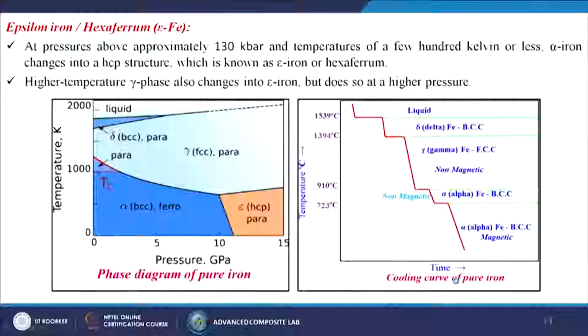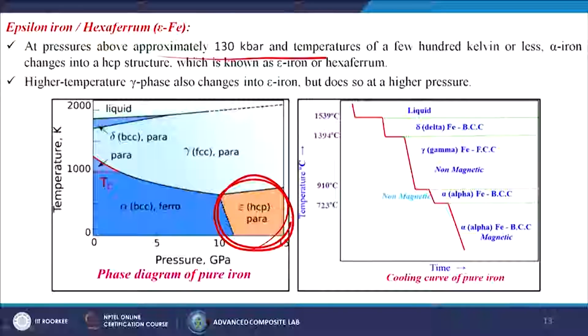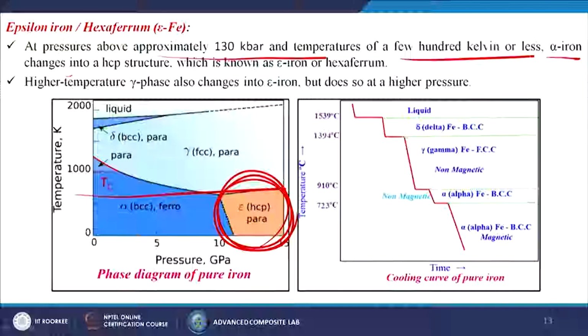What is epsilon iron or hexaferrum? At pressure above approximately 130 kilobar, it can exist only at high pressure, and at temperatures of a few hundred Kelvin or less, because the temperature is also not too high, alpha iron changes into an HCP structure, which is known as epsilon iron or hexaferrum. The high temperature gamma phase also changes into epsilon iron, but does so at a higher pressure.